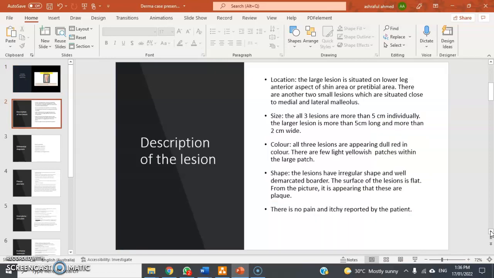So the description of the lesion will be the location. The large lesion is situated on the lower leg, anterior aspect of the shin area, or pretibial area. There are another two lesions which are situated close to the medial and lateral malleolus. Size: all lesions are more than 5 centimeters.